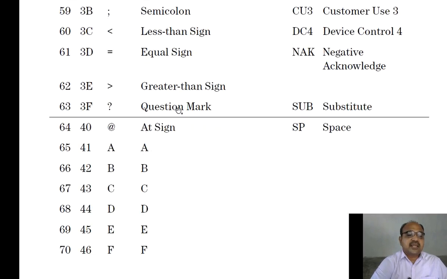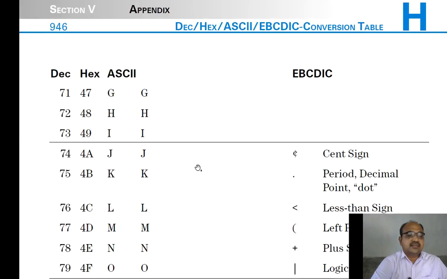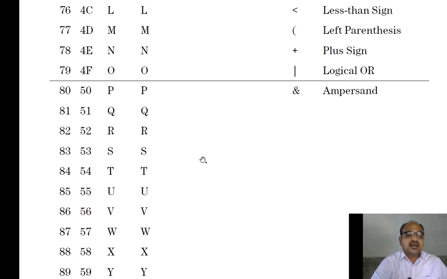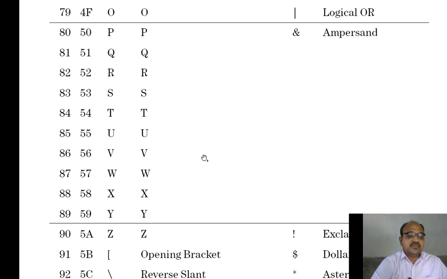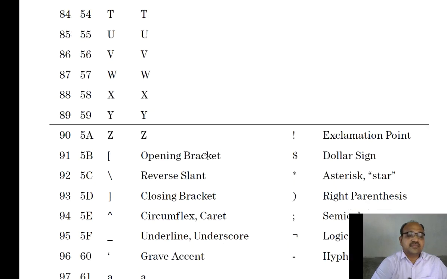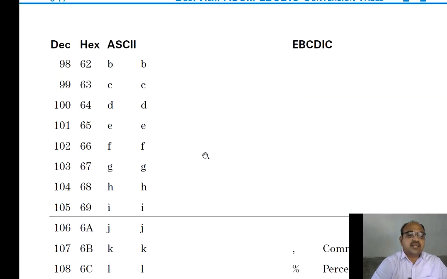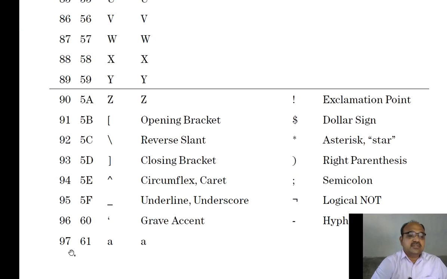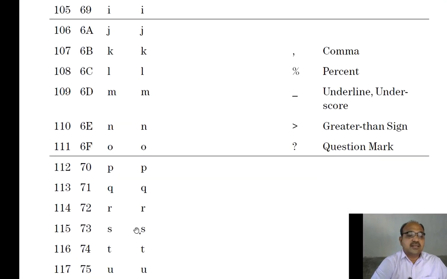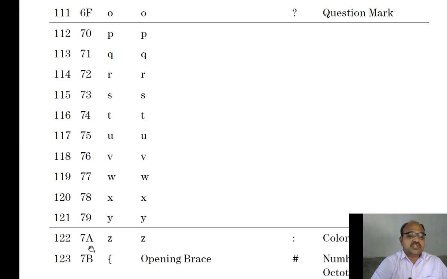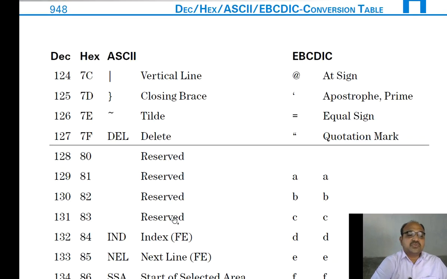Similarly, capital A starts in ASCII with the decimal number 65. Decimal number 65 represents capital A, starting with 65 up to 90, capital Z. Next, small a is represented with the decimal number 97. 97 represents small a, and 97 to 122, small z is represented using the decimal number 122.